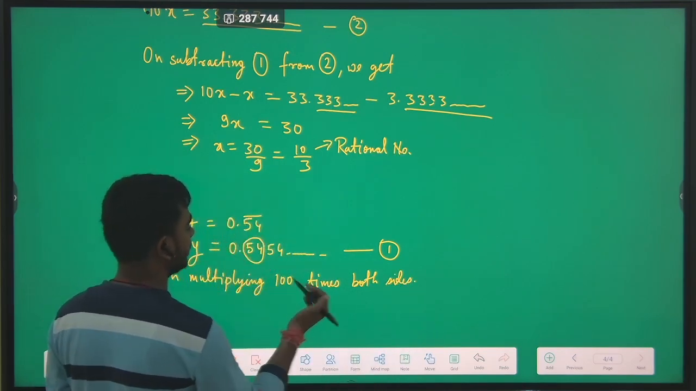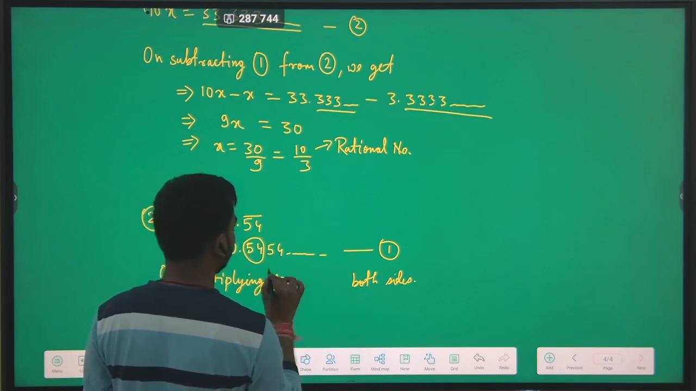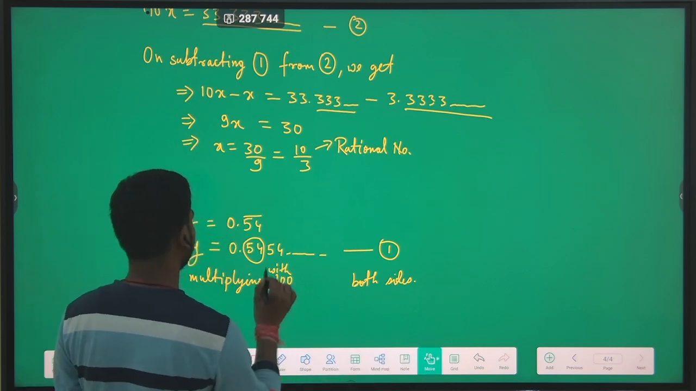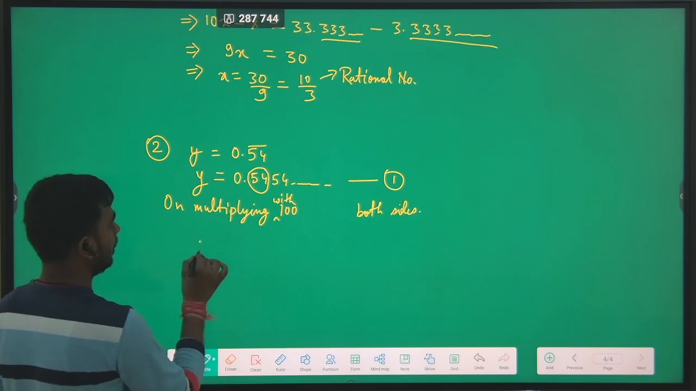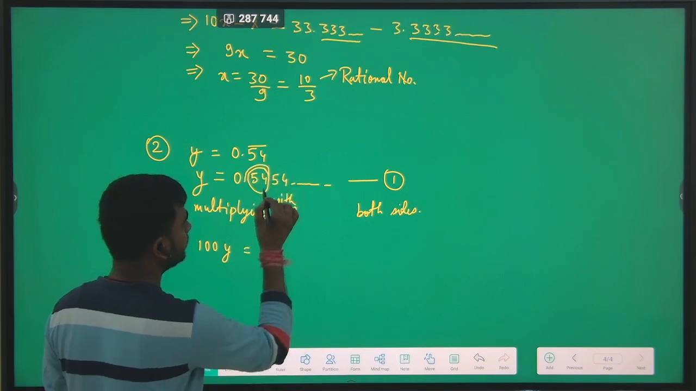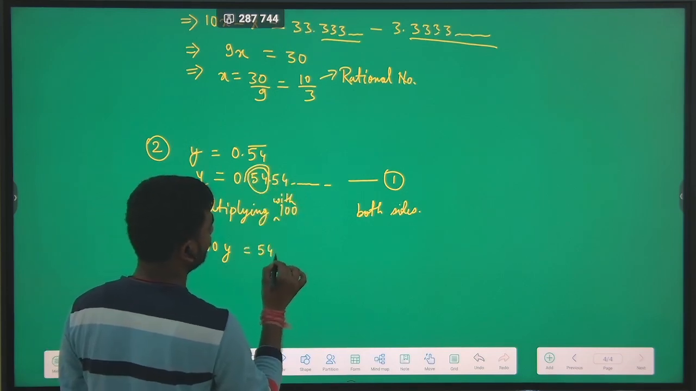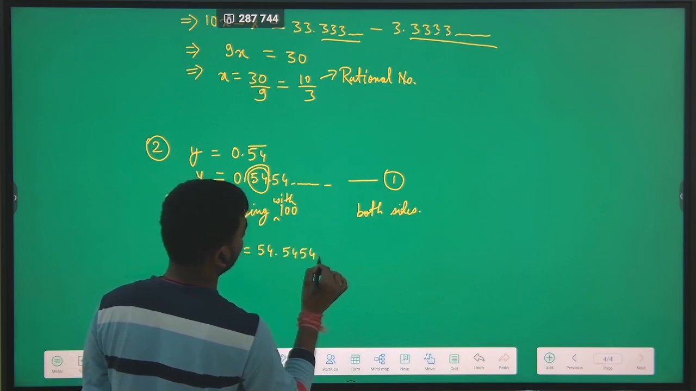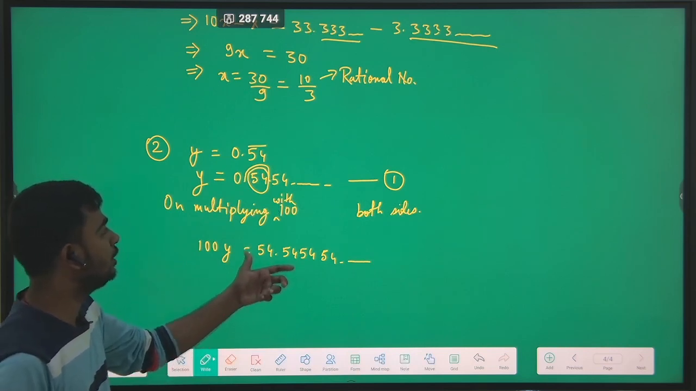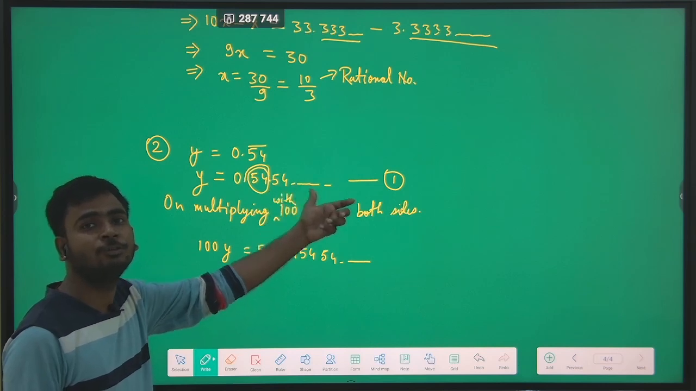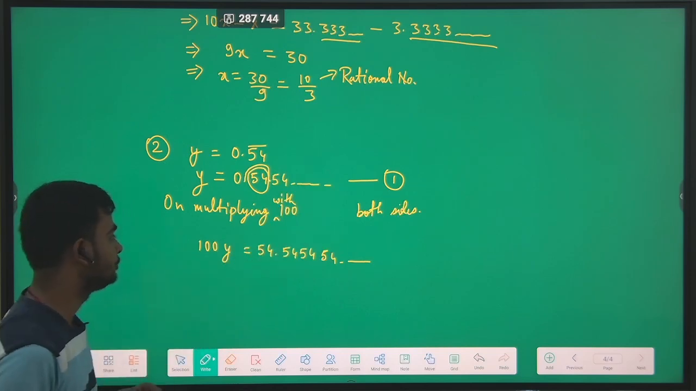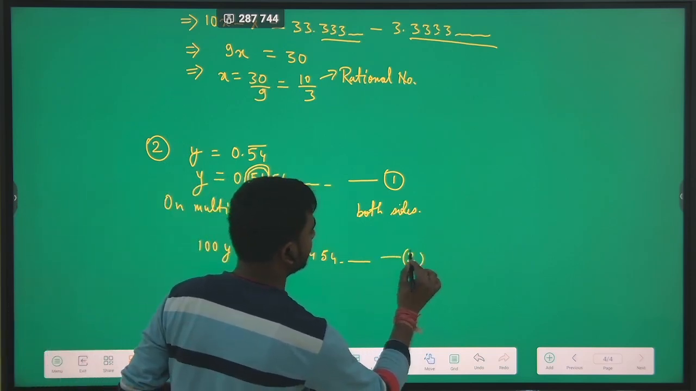On multiplying both sides with 100, we will get 100y equals, with the decimal shifted here, 54.545454 continued up to so on. So what we have done is try to make 545454 repeating infinitely as the common part of the decimal. Let us take it as 2.